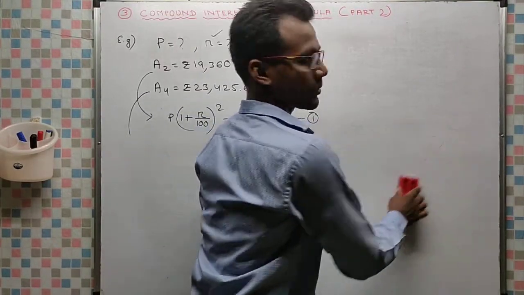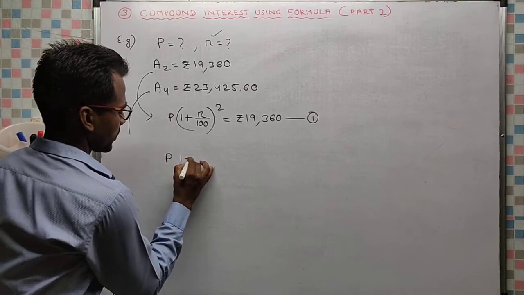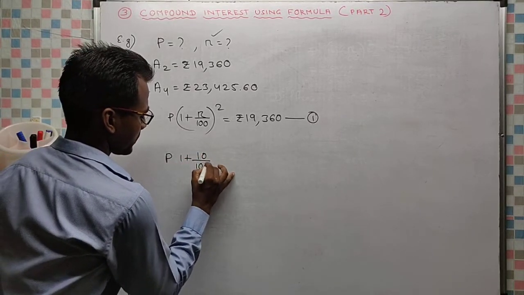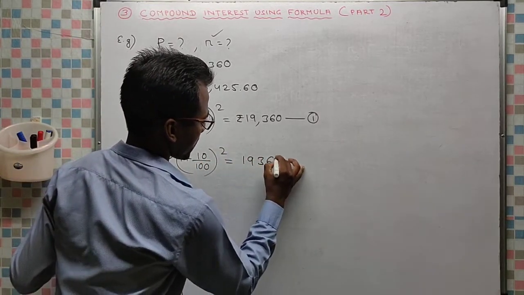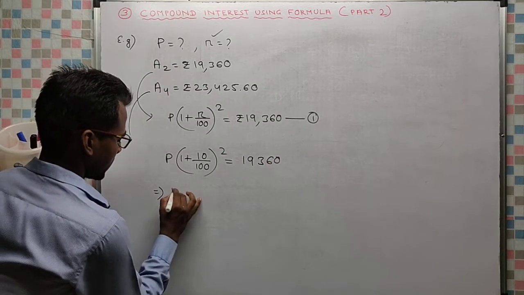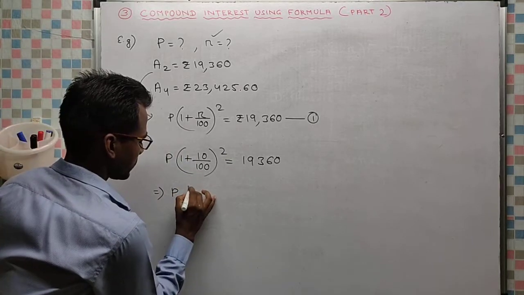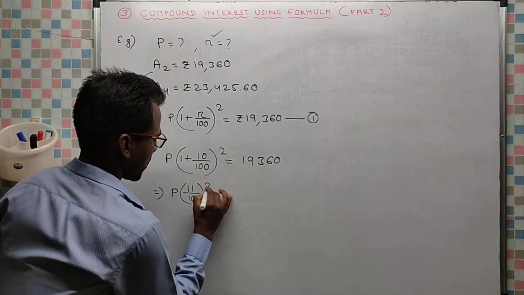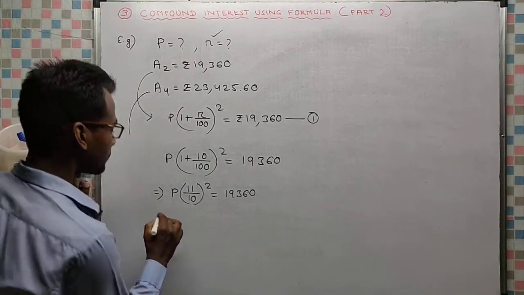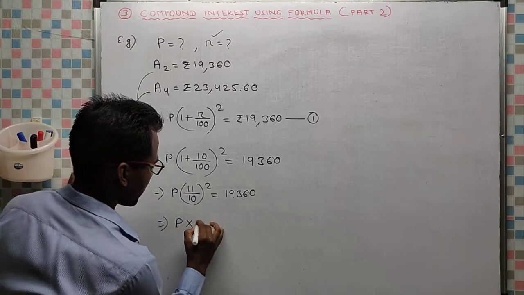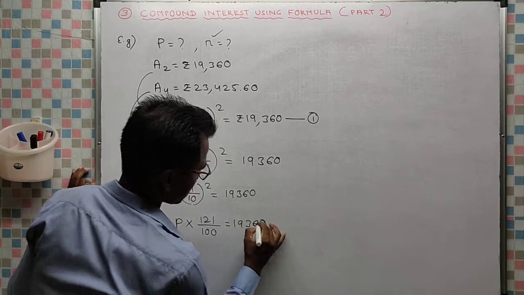So the rate of interest will go 10%. We can use that one. So P into (1 plus 10 by 100) power 2 is 19,360. 1 plus 10 by 100 means 110 by 100, the 0s cancel. So (11 by 10) power 2 is 19,360. P into 121 by 100 is 19,360.